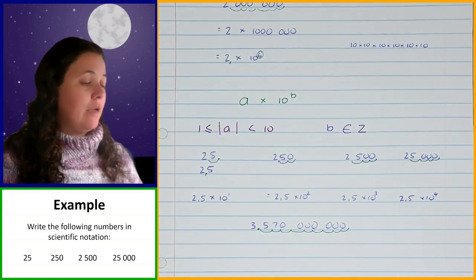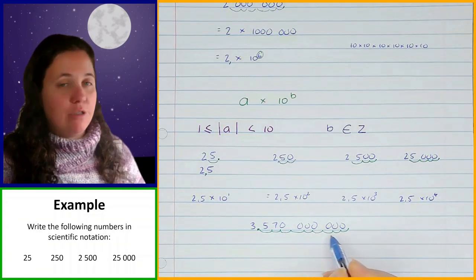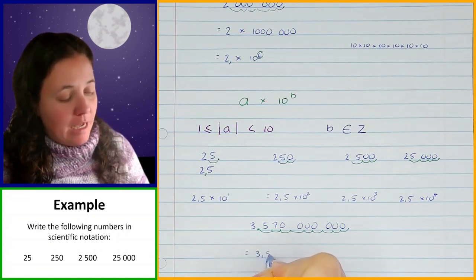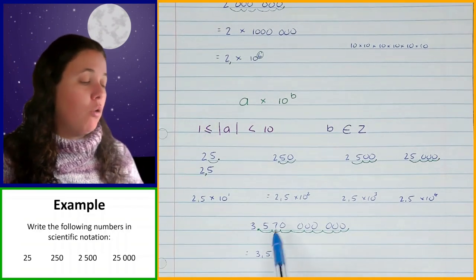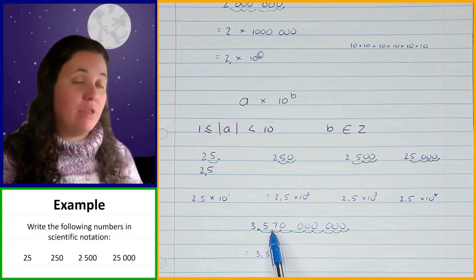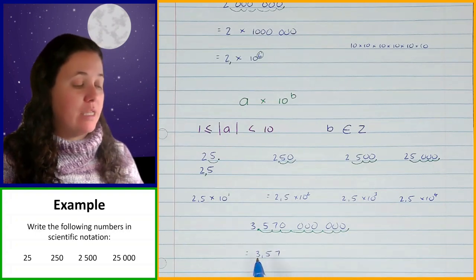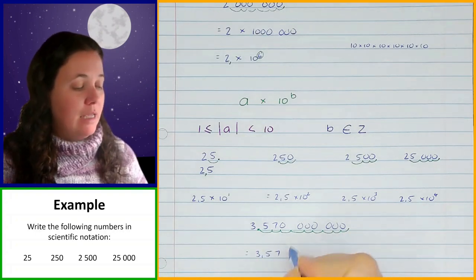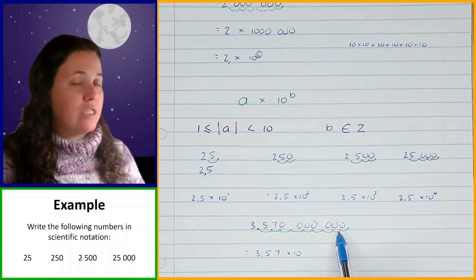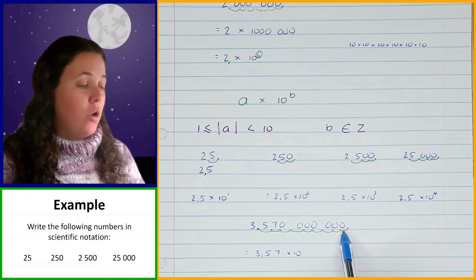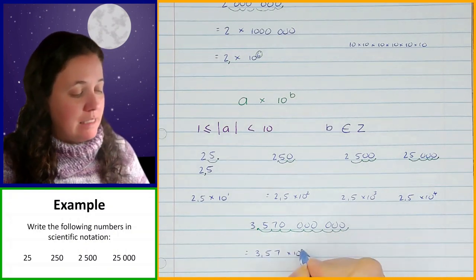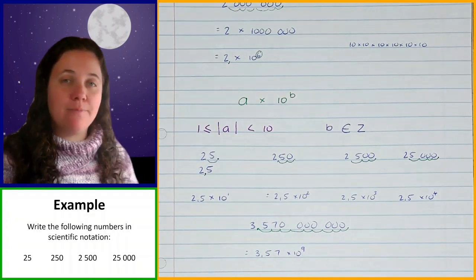So 3570000000 is going to be equal to 3.57. I need to write all of the non-zero digits. Now, if there was a 0 in between the 5 and the 7, I would need to write that, but in this case, there's not. So 3.57 times 10 to the power of, and now I need to see how many places it moved: 1, 2, 3, 4, 5, 6, 7, 8, 9 places. So it's times 10 to the power of 9.